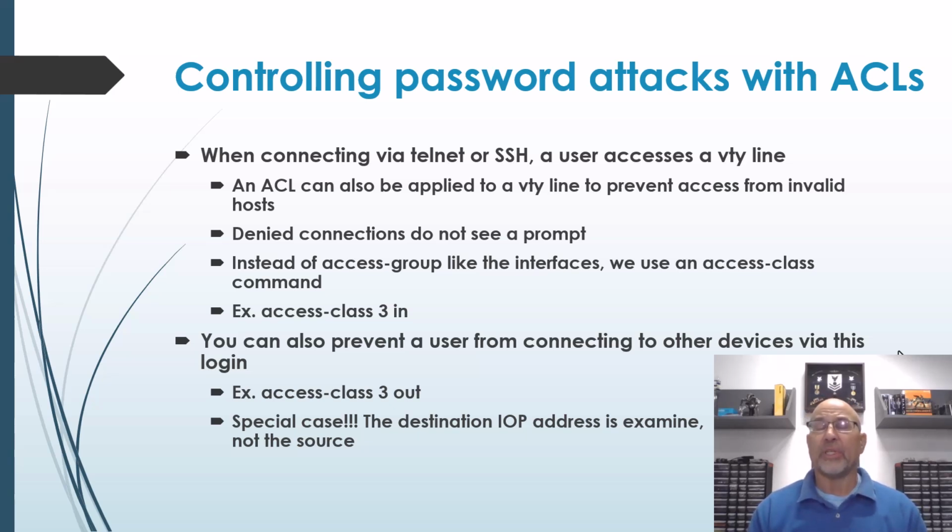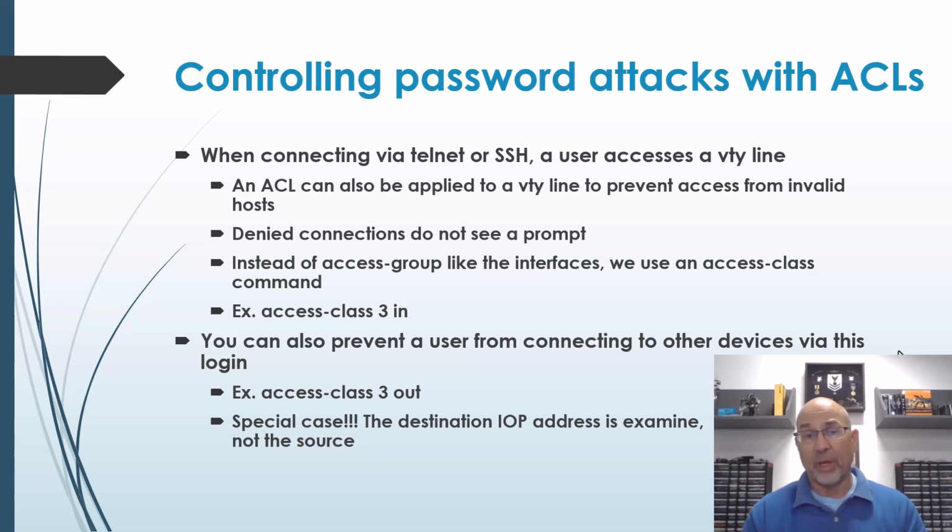Now the difference is that instead of using the access group command on the interface and then the direction, right? IP access group 5 in or out, you're going to be doing the access class in or out. Now the cool thing about it is that in is pretty straightforward. If the access list says in, then it's controlling access to that particular device. But if you were going to use that connection to get someplace else, and that you wanted to prevent that, then you would use the out direction to limit that connection.